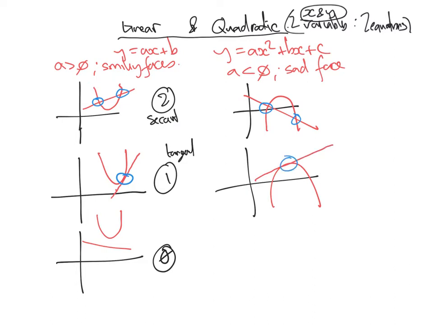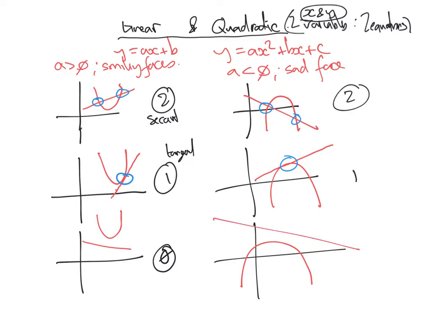Or we could have, let's draw over there, it where it doesn't go anywhere near it. So that could be, for instance, like that. And that would give us our 2 solutions, or 1 solution, or 0 solutions. So when you're working out linear and quadratic equations simultaneously, be aware you could end up with 0 solutions, 1 solution, or 2 solutions. And if you think about the graph, this is why.